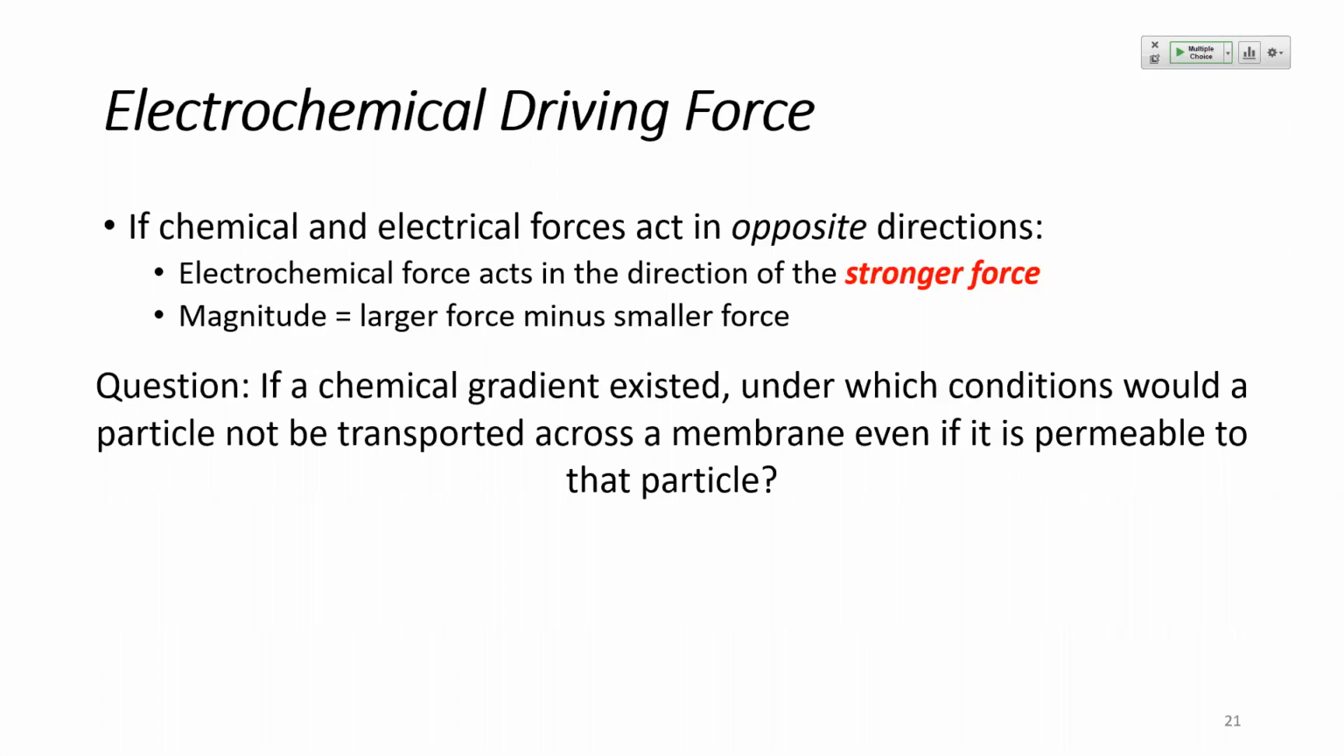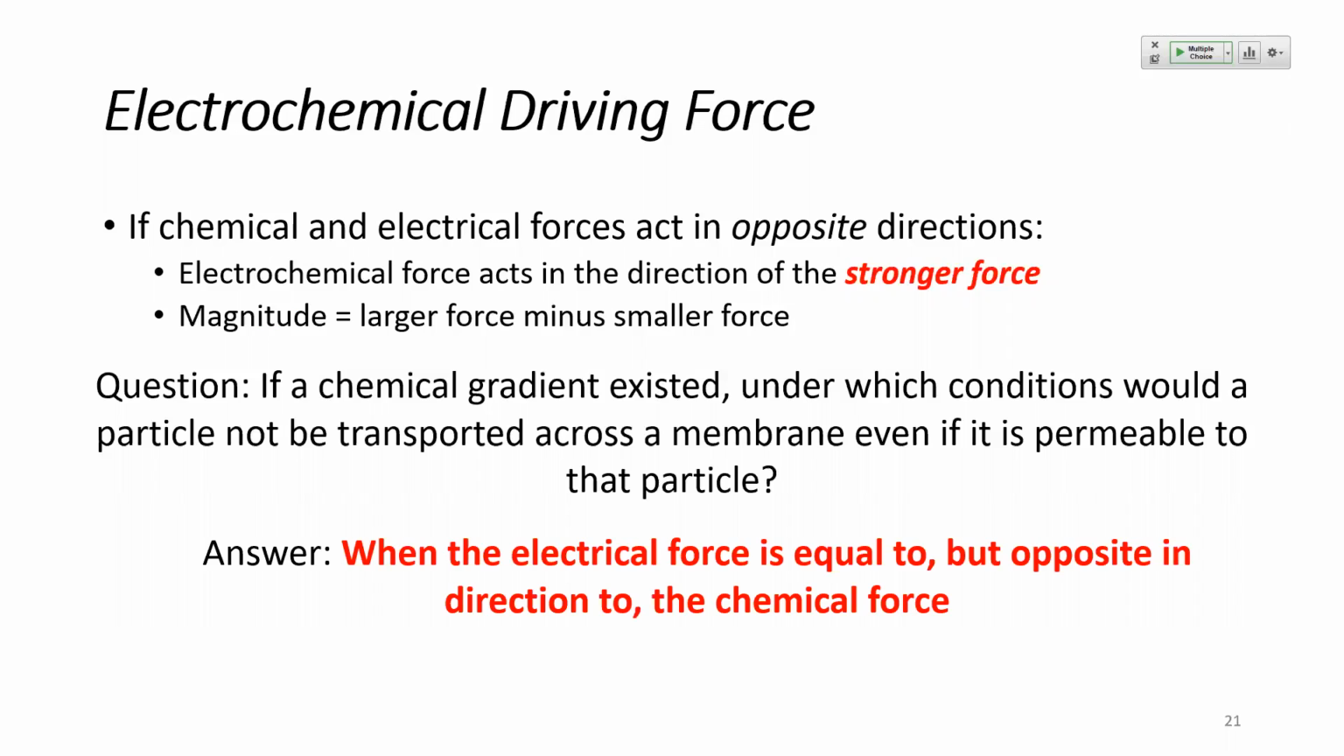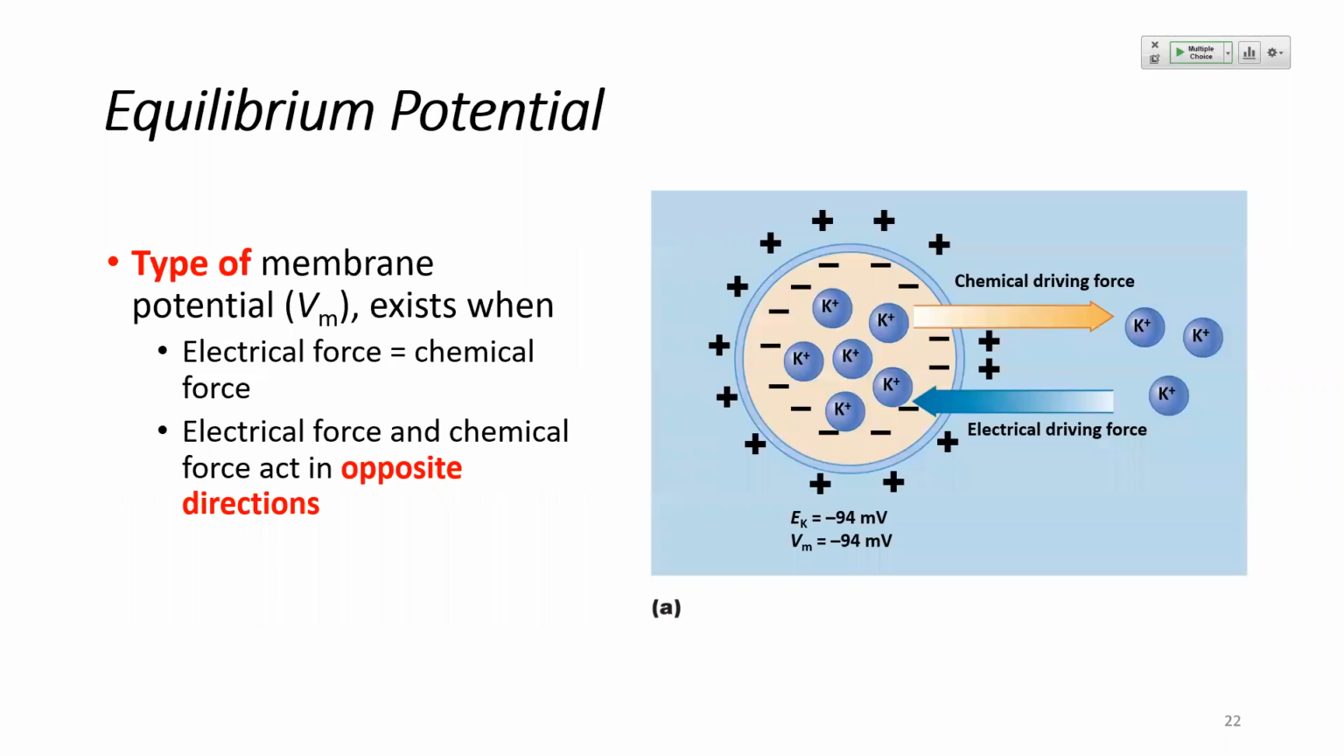Yeah, exactly. So if the forces are equal but opposite, then we would have no movement because the electrical force would completely cancel out the chemical force, okay? An easy way to think about this is a tug of war. If you have two groups of people on either side of a tug of war, and they both have the exact same strength, the exact same build, the exact same musculature, you're going to have zero movement, right? You have equal and opposite forces, so you have zero movement, okay? All right. So when the electrical force is equal to but opposite of the direction of the chemical force, then we have zero movement of the particle in question.